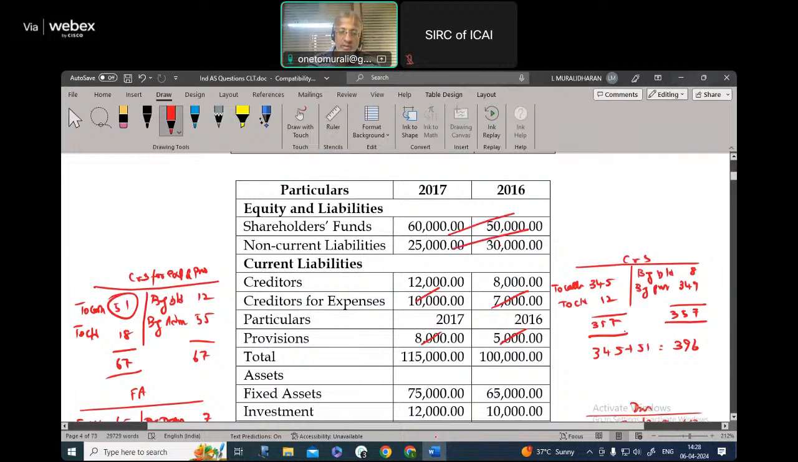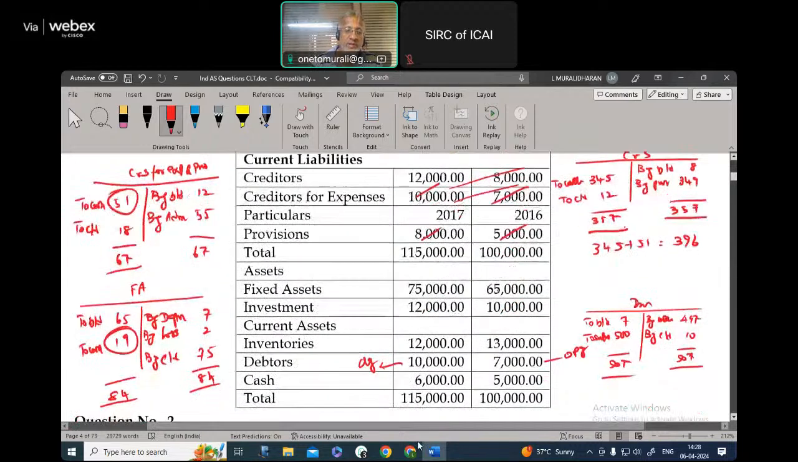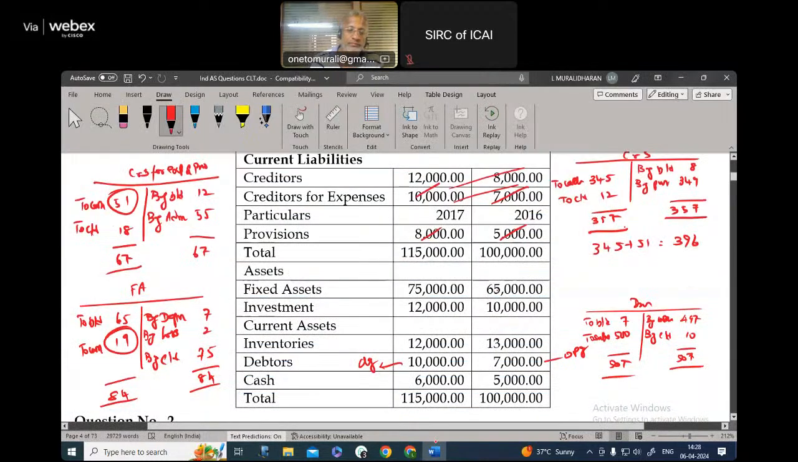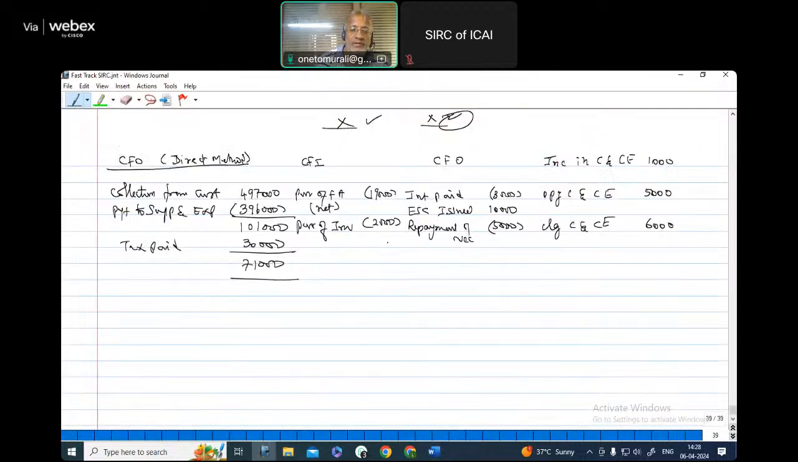Creditors for goods and for expenses we have taken up. Provision also we have taken up. Investments there to the extent of 2,000 went up. So purchase of investments, 2,000. Fixed assets we have taken up. Inventories we have taken up. Debtors we have taken up. Cash and bank balance we have already taken up there. So this being 21,000. This being 2,000.